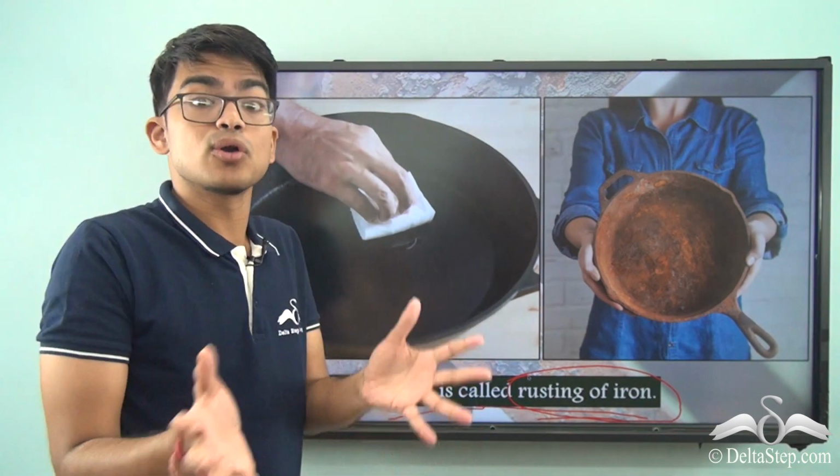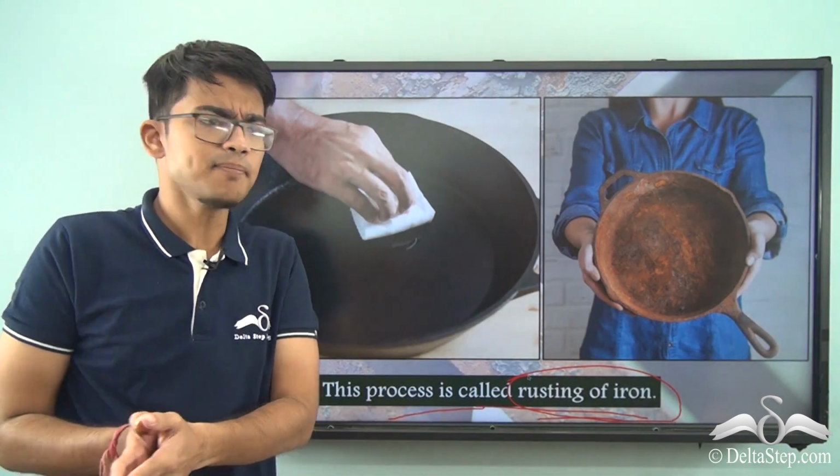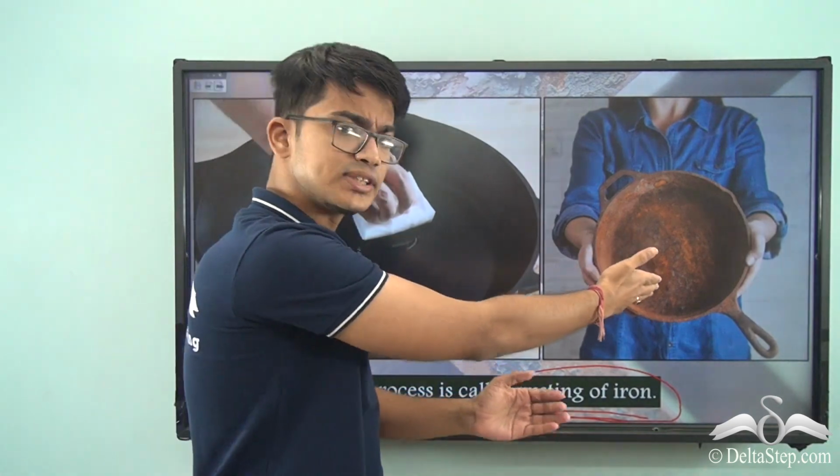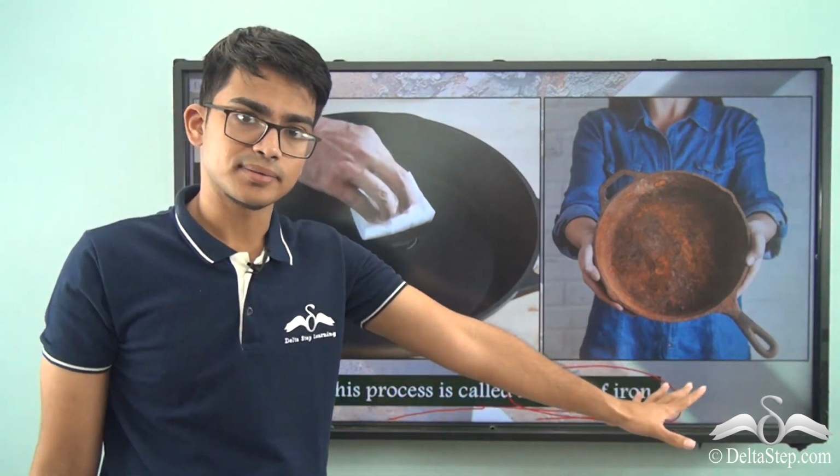When they are kept for long, when they are exposed to the atmosphere for a very long period of time, they rust. Like these brown stains, they occur on the surface, and that is called rusting of iron.